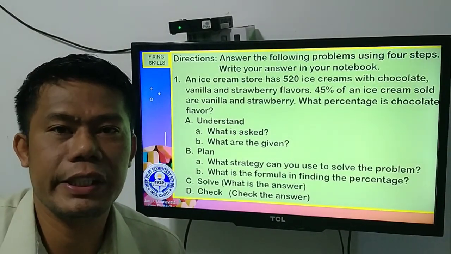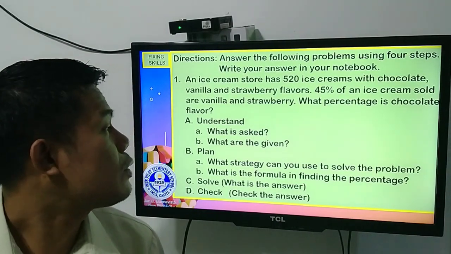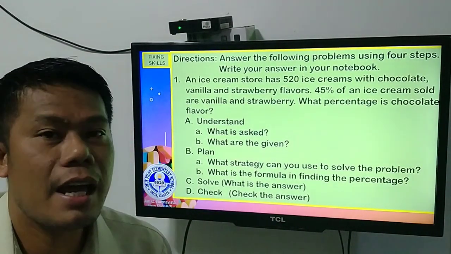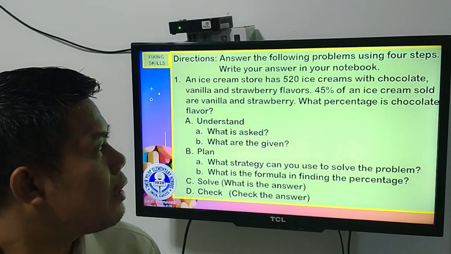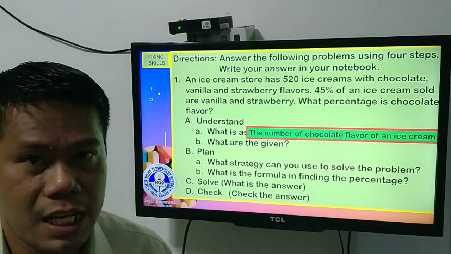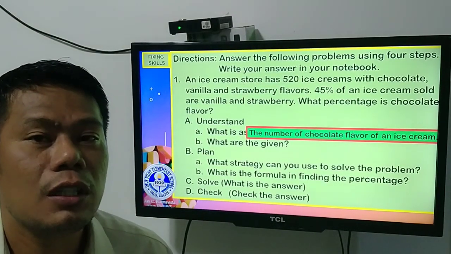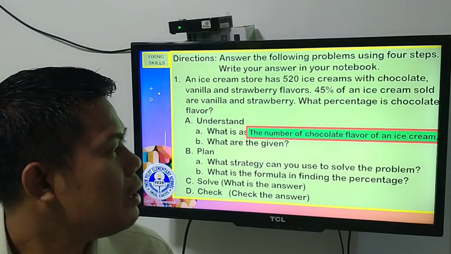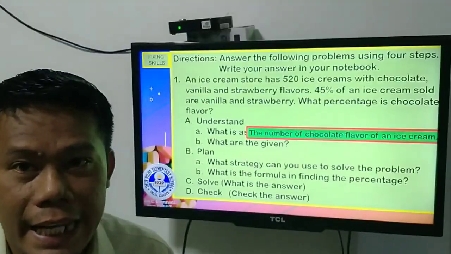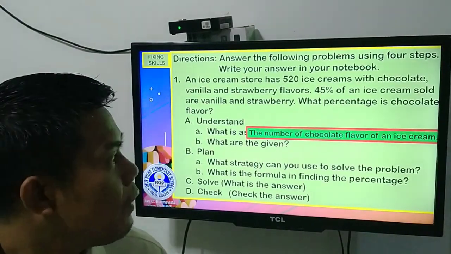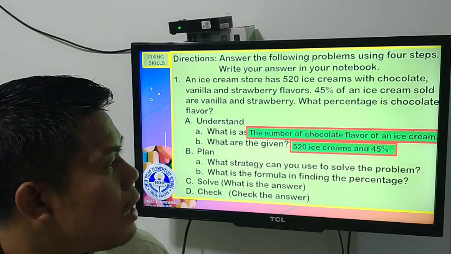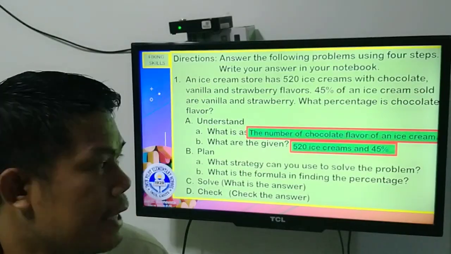Okay, so I think you are done. We're going to check now. Under Understand, we have what is asked. The answer is the number of chocolate flavor of an ice cream. So, we're going to find out how many are chocolate flavor of an ice cream. And then, what are the given facts? We have 520 ice creams, and then we have 45%.